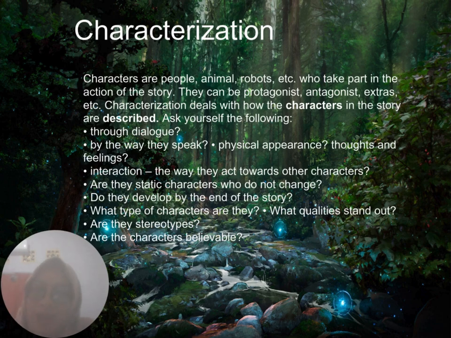Sometimes we have a plot. Sometimes we have a character twist. So at the beginning, we thought that person or that character is evil or is the antagonist. By the end, we know that he or she is not the antagonist. She is maybe the protagonist, the helper of the protagonist, something like that.